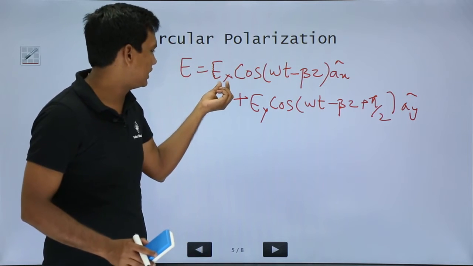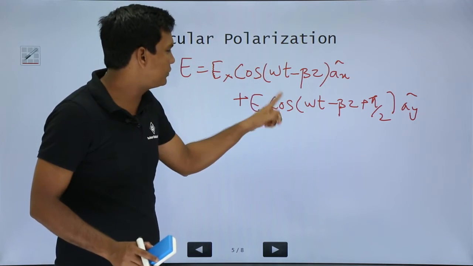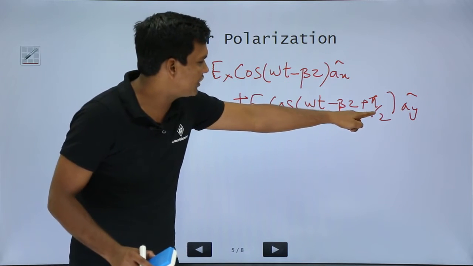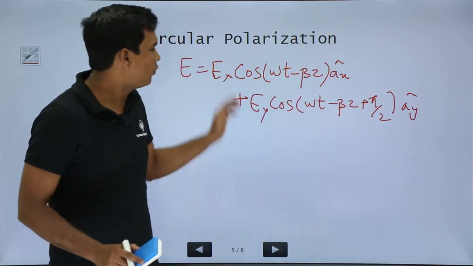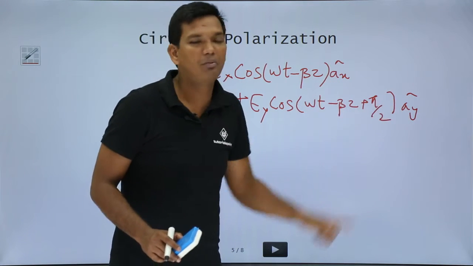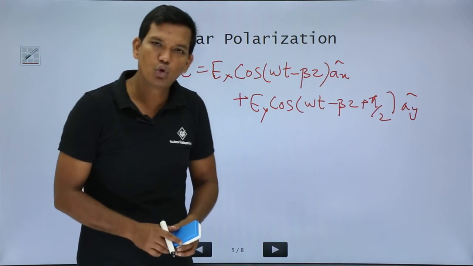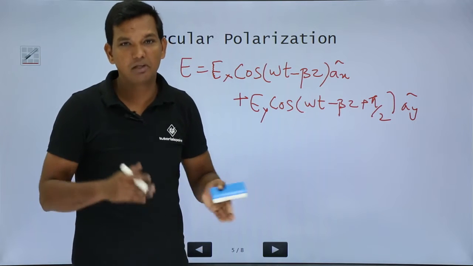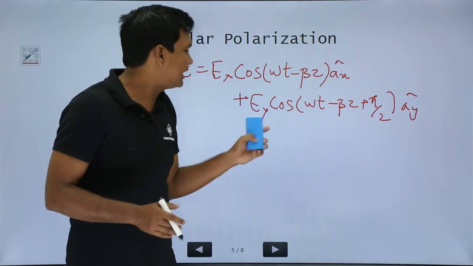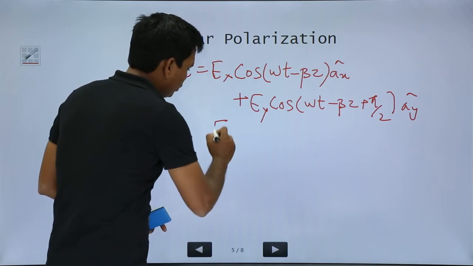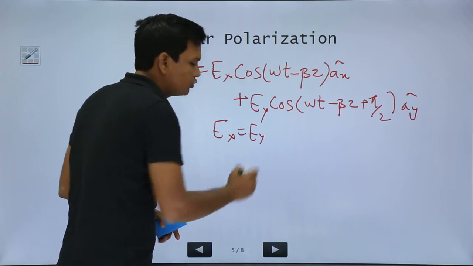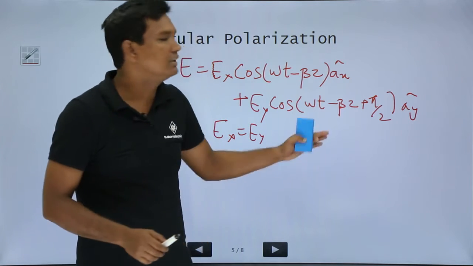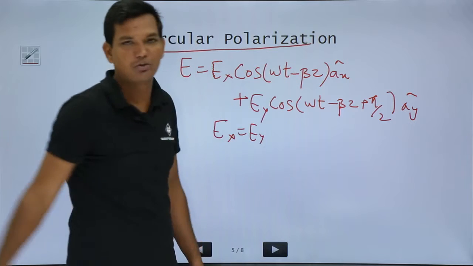Electric field has two components, Ex and Ey. The phase difference between x and y is 90 degree. You can see that, right? The phase difference between Ex and Ey is pi by 2, which is nothing but 90 degree. One component is along the x axis, another component is along the y axis. So when the phase difference between the two components of the electric field is 90 degree, and also Ex should be equal to Ey, because you want to make a circle, then all the radii should be equal. In that case, this is your circular polarization.